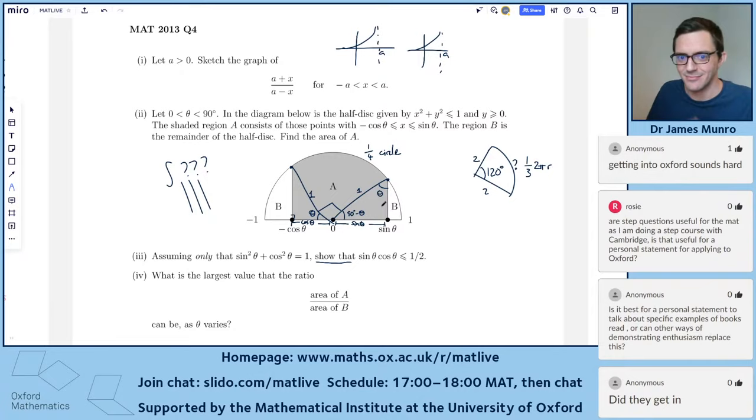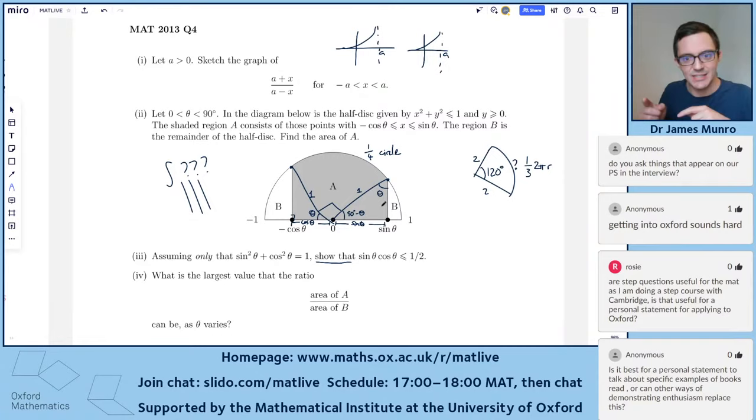Do we ask about things on the personal statement at interview? I personally don't. Some of my colleagues might, so maybe a little bit. Some people think that it helps you feel comfortable if we talk about something on your personal statement, to have a chat with you briefly at the start. I always want to just ask maths questions, so I don't ask about people's personal statements. I've got the personal statement, so I can read it before and afterwards. I don't need to spend time talking to you about it. I like talking about maths questions.